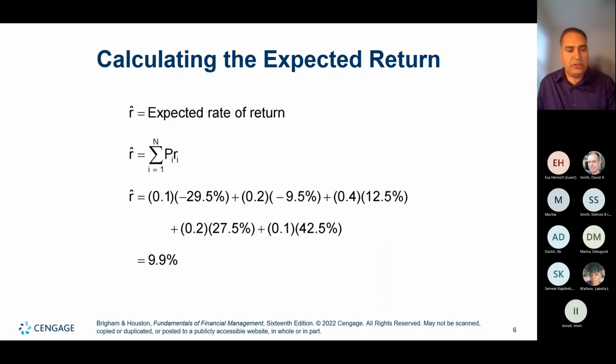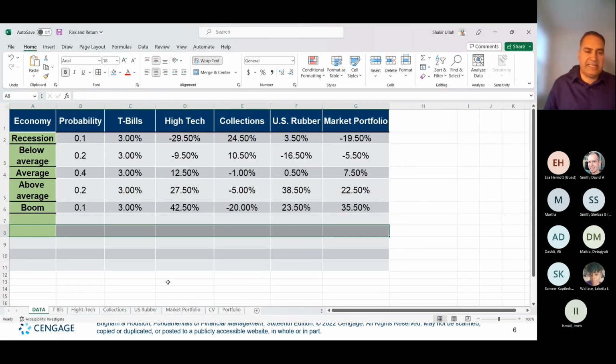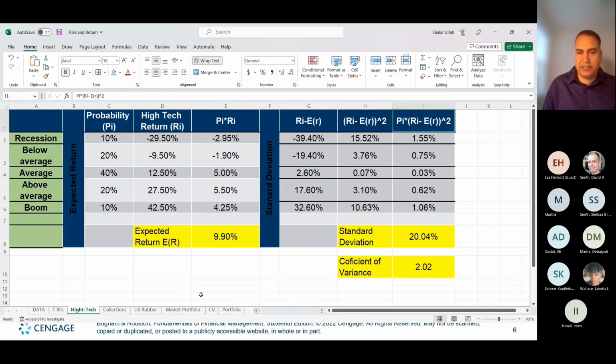Okay, now if you're using a calculator, then you will be doing it this way, as you can see here. But if you want to use Excel, for example, then it will be slightly different. So how do we do that? Let's go to the high tech industry, because this is what we talked about. Here it is. I just simply copied that data and cleaned it up for you a little bit. These are the probabilities of the different economic situations, and these are the given returns in those situations.